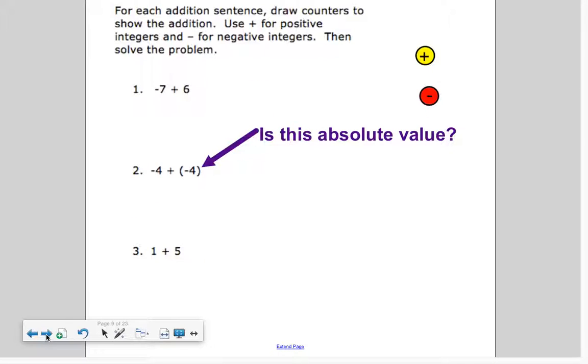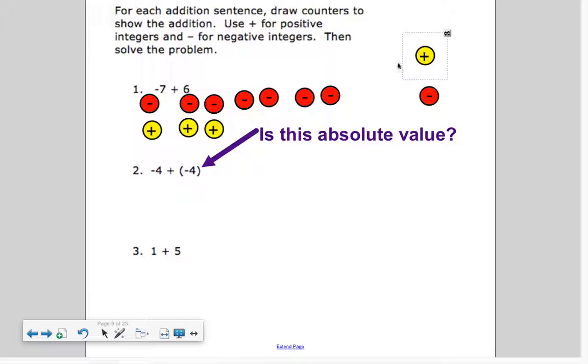So for each addition sentence, draw counters to show the addition. Use positive for positive integers and negative for negative integers. Then solve the problem. So the first one, I have 7 negatives. 1, 2, 3, 4, 5, 6, and 7. I'm going to put it together because adding means put it together or mix it up with 6 positives. So I'm mixing it up with 6 positives.